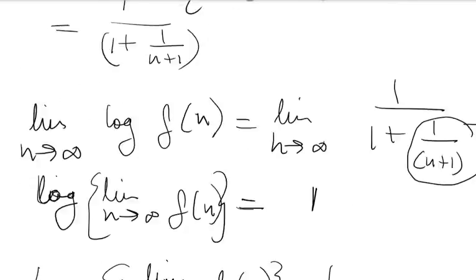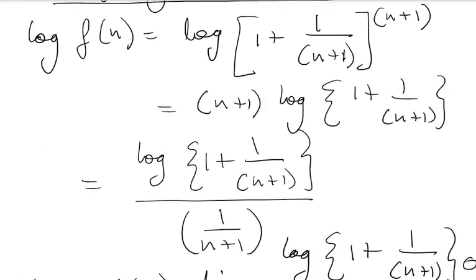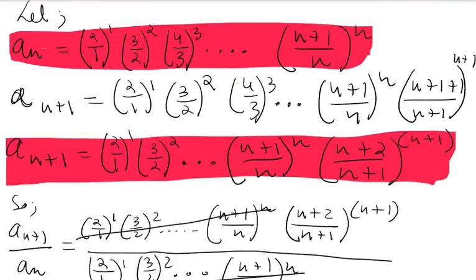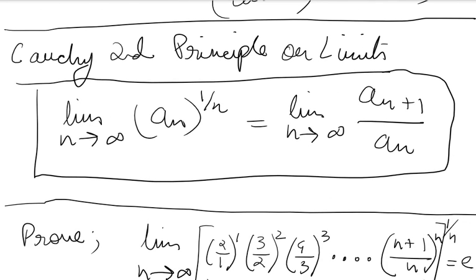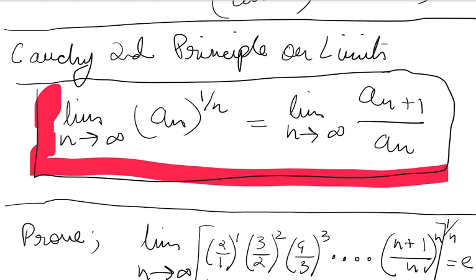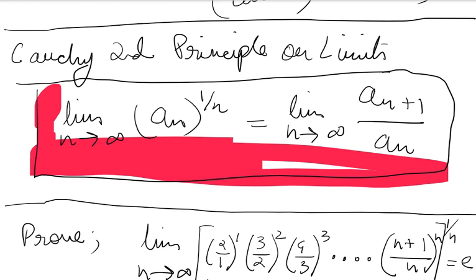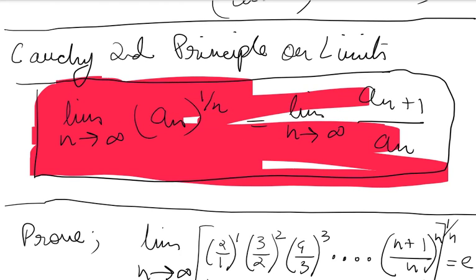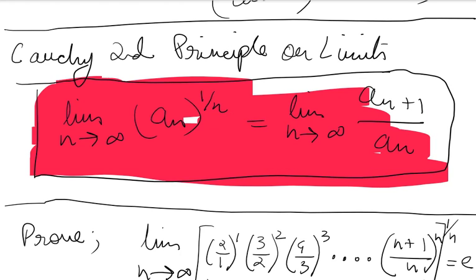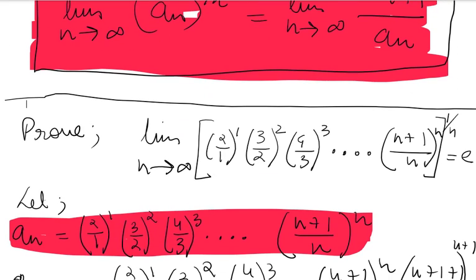So this was one example on the second theorem of Cauchy. Because these theorems are big, you'll get beautiful questions on these. Anyways, we have learned only the second principle for this video, and we have finished the second principle with an example by proving that the limit of this whole thing is equal to e.